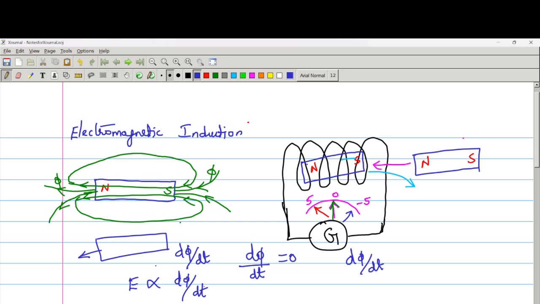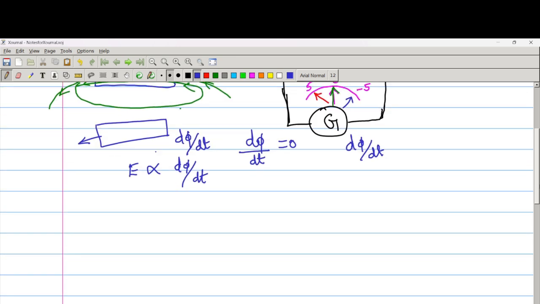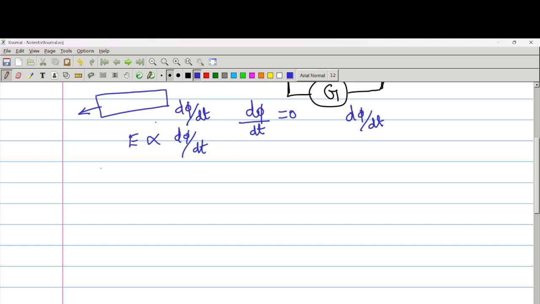So from this, we can conclude that the induced EMF is directly proportional to d phi by dt. Then, with the constant of proportionality, induced EMF is equal to N into d phi by dt. Here N is nothing but the number of turns in the winding.